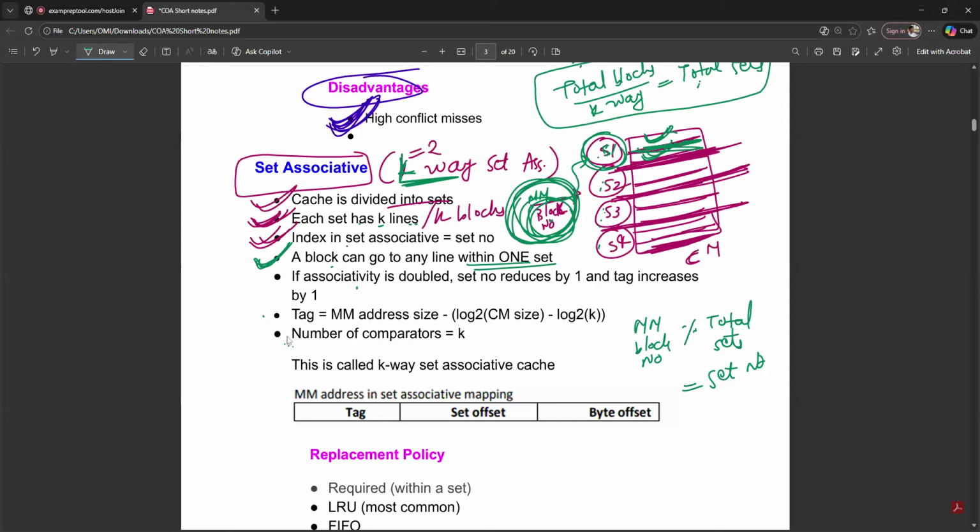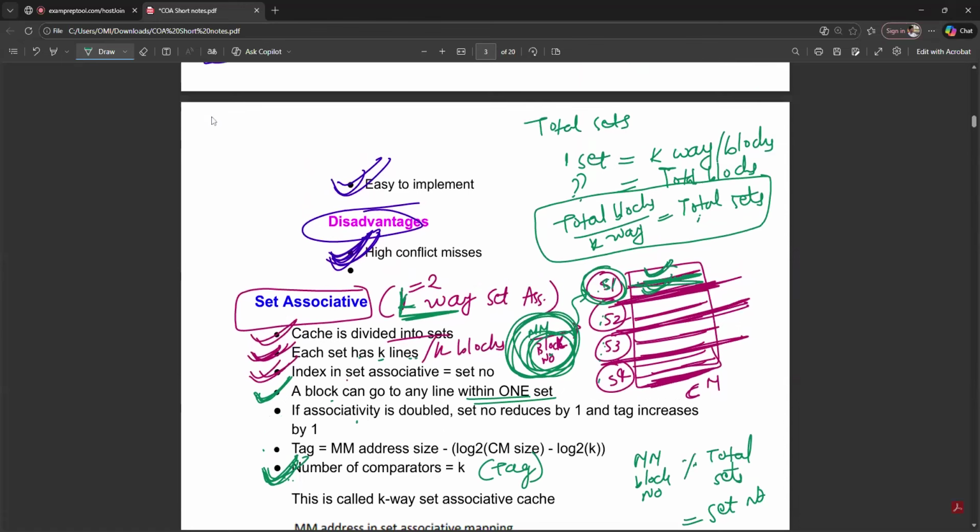Now let's see this one. What is the total number of comparators? How many comparators are required for the tag? So k comparators are required, which means that if the set is k-way associative, so this is one set, it contains k blocks.